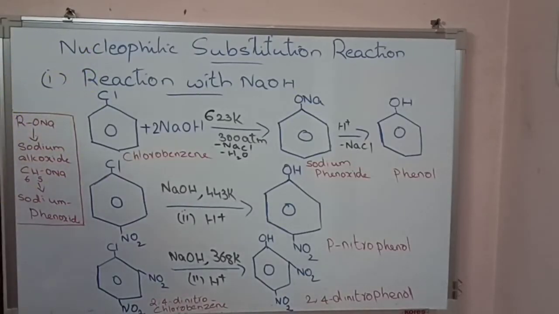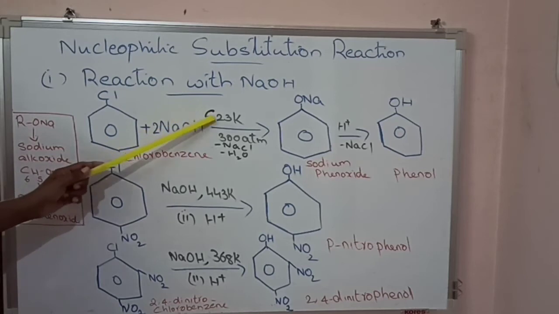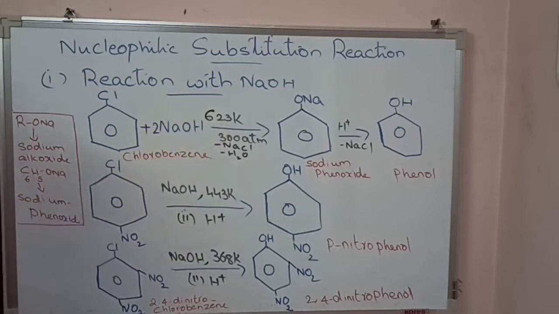Nucleophilic substitution reactions of haloarene. The first nucleophilic substitution reaction is the reaction with NaOH. You have learned that haloarenes are less reactive towards nucleophilic substitution reaction. You know the reason also. So, under drastic conditions, we can replace this halogen atom by a nucleophile. Drastic condition means under high temperature or high pressure.